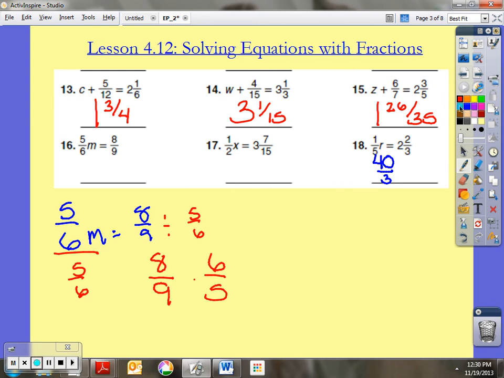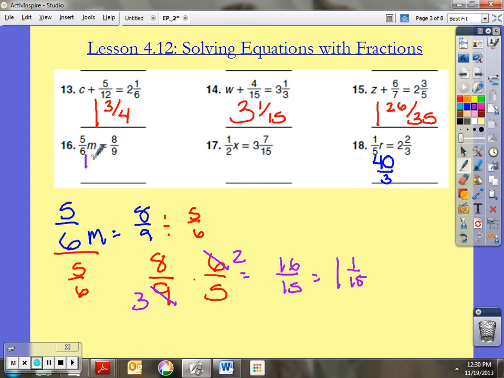I can do some cross reduction here. 3 goes into both. 3 goes into 6 twice, and 3 goes into 9 3 times. That's going to give me 16/15, which cannot be reduced. It can be renamed as 1 and 1/15, but I would accept either answer.